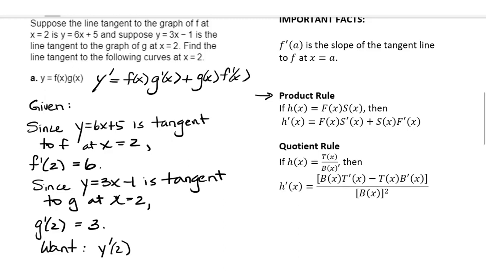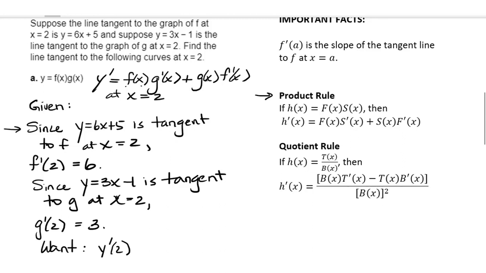All right, so we, in essence, have a formula, but we need to be able to find these values when we plug in x equals 2. We're interested in evaluating this at x equals 2. That means that we're going to need f of 2, g prime of 2, g of 2, and f prime of 2. But look, we were given some information.